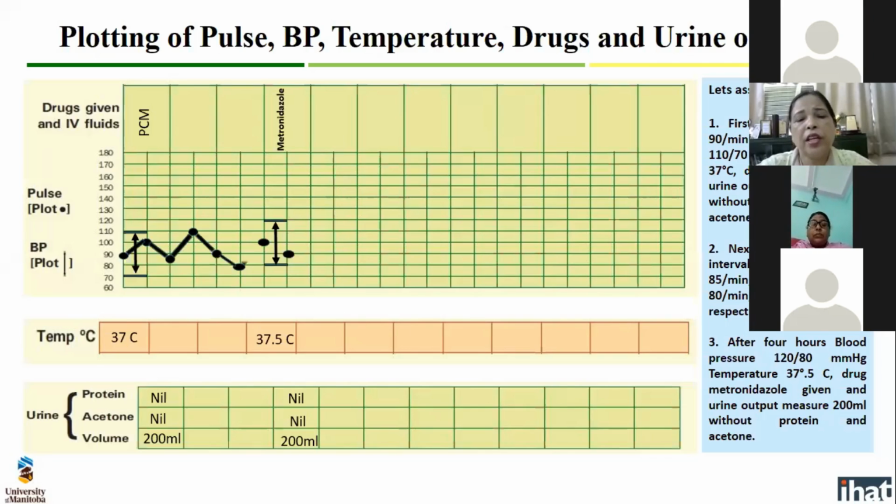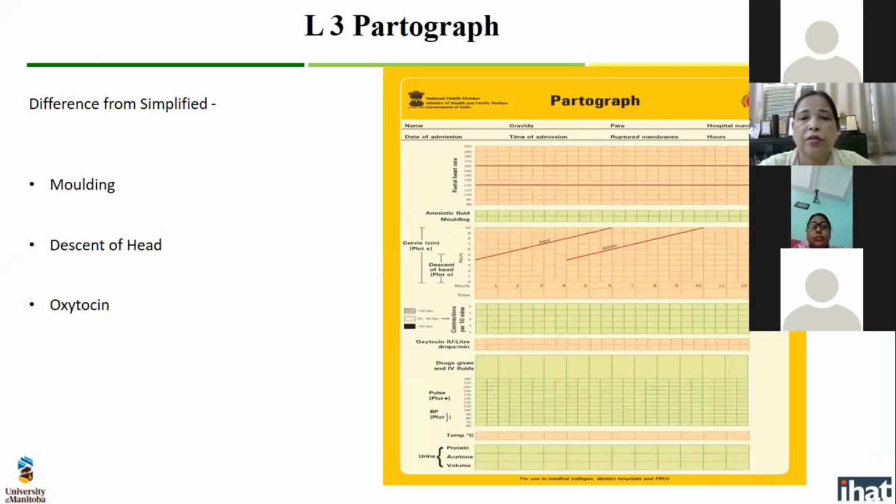So in the urinary column, they said there is no protein, no acetone, and volume is normal. So you have to mention it out. Next.